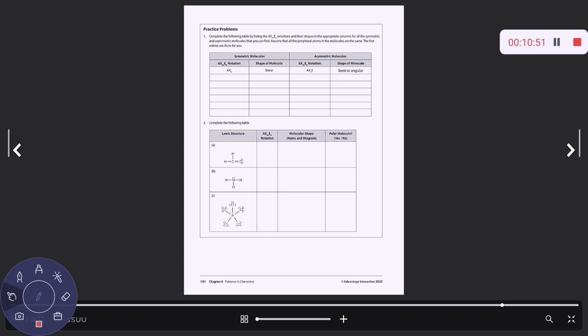Was this a good summary for you? Do you understand this, or do I need to do a little bit more? No comment. We're good? Okay.